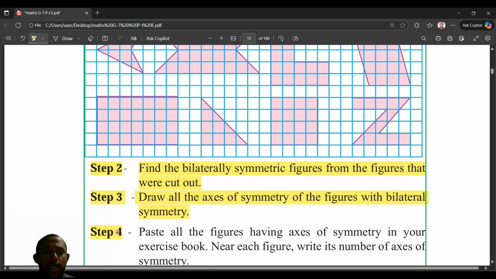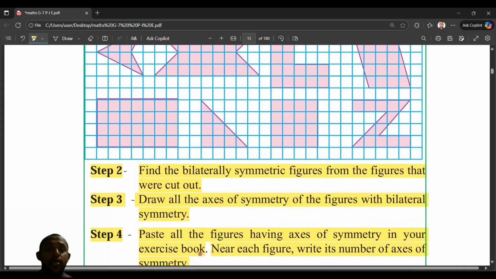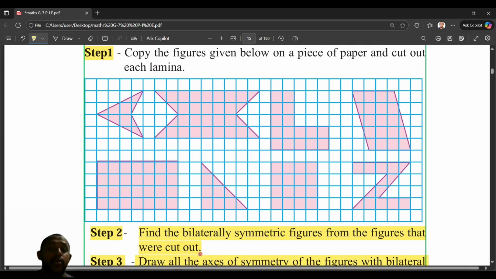After that, under step 4, paste all the figures having axes of symmetry in your exercise book. Near each figure, write its number of axes of symmetry. Sometimes it could be 1, sometimes it could be 2, sometimes it could be many, right? So you should thoroughly go through the given figures and then decide. So that's that, and we'll move on.